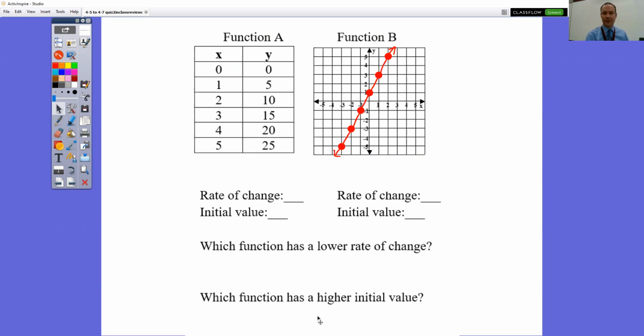Go ahead and try this one on your own. I'm going to give you about 1 minute. Go ahead and try this one on your own, and then we will go over it.